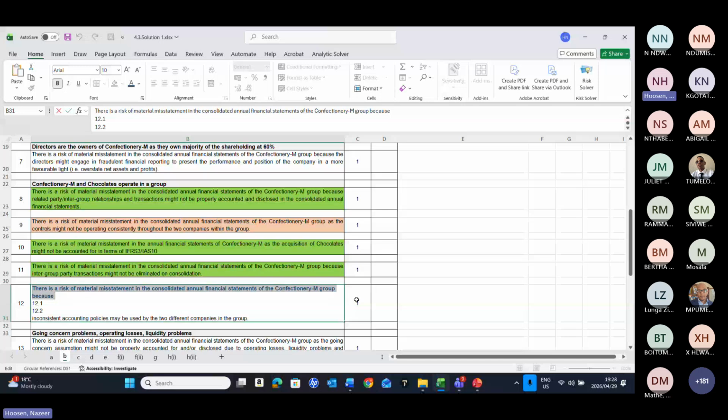So what we would state here is there is a risk of material misstatement in the consolidated annual financial statements of the company, whatever the company's name is, because, and then you have points underneath those, which are point maybe 1, 2, 3, up until maybe 10, or what have you. It depends on the question that you are answering. And by having a heading at the beginning, it saves you from writing the heading each time for each point.